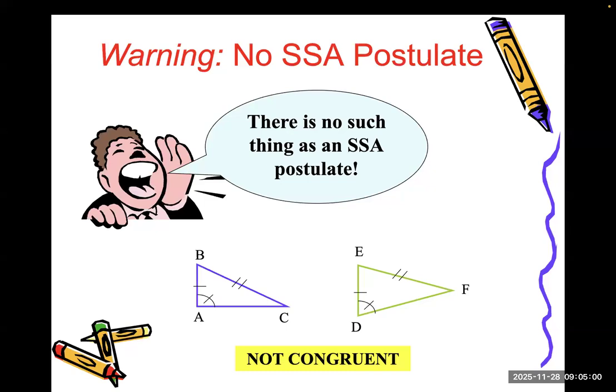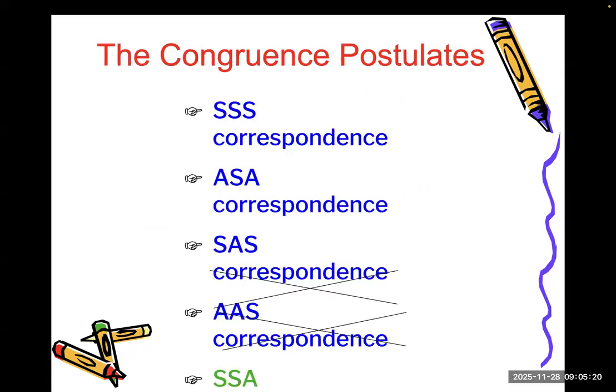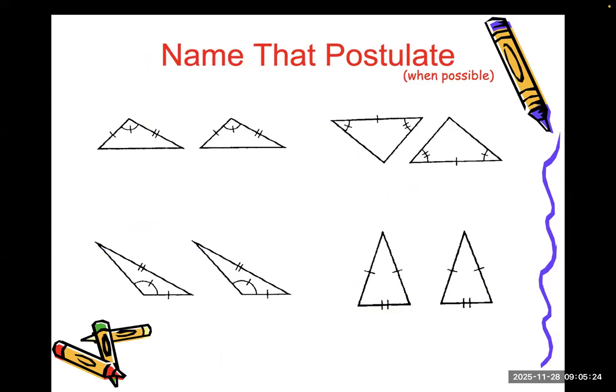I know people are going to make the joke: there is no such thing as a side-side-angle or angle-side-side postulate. That does not exist. There is also no AAA postulate. There's no angle-angle-angle. That is also not an existing postulate. So what we're going to do is name the postulate whenever possible.